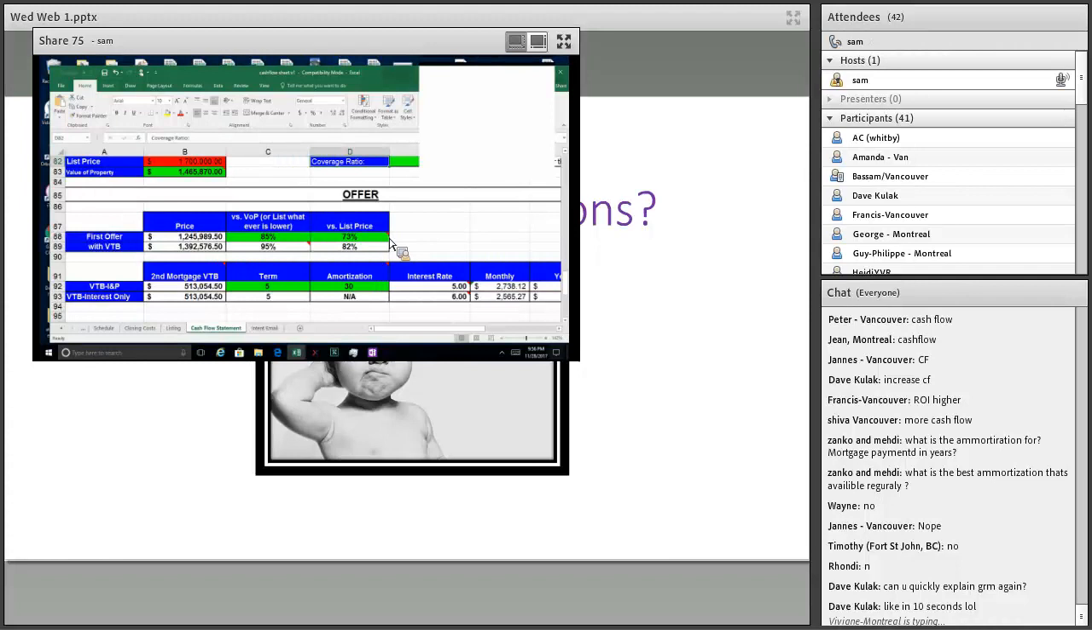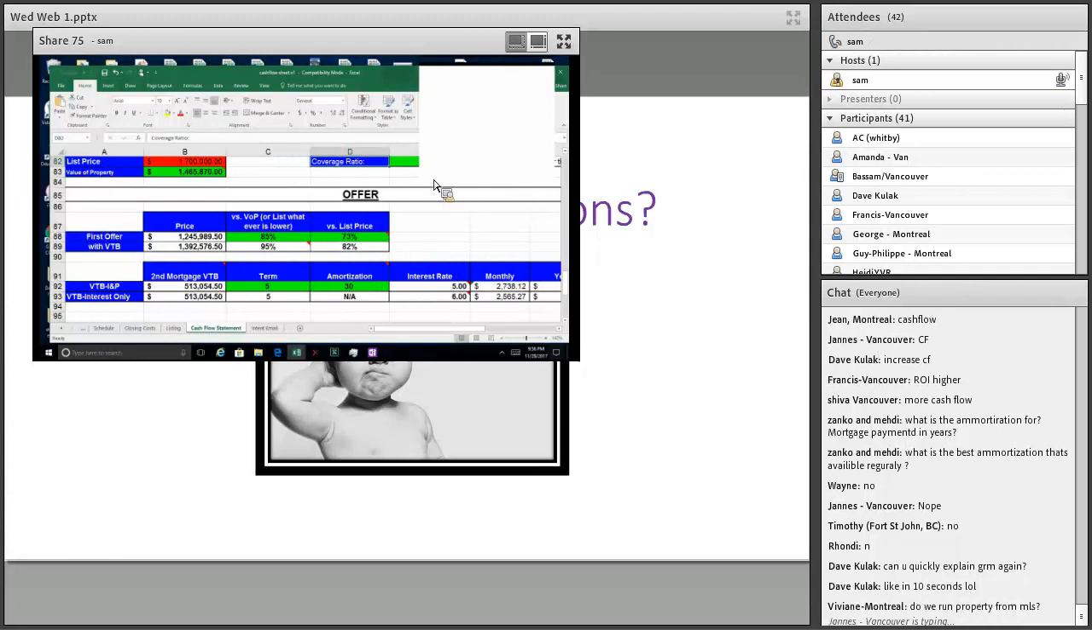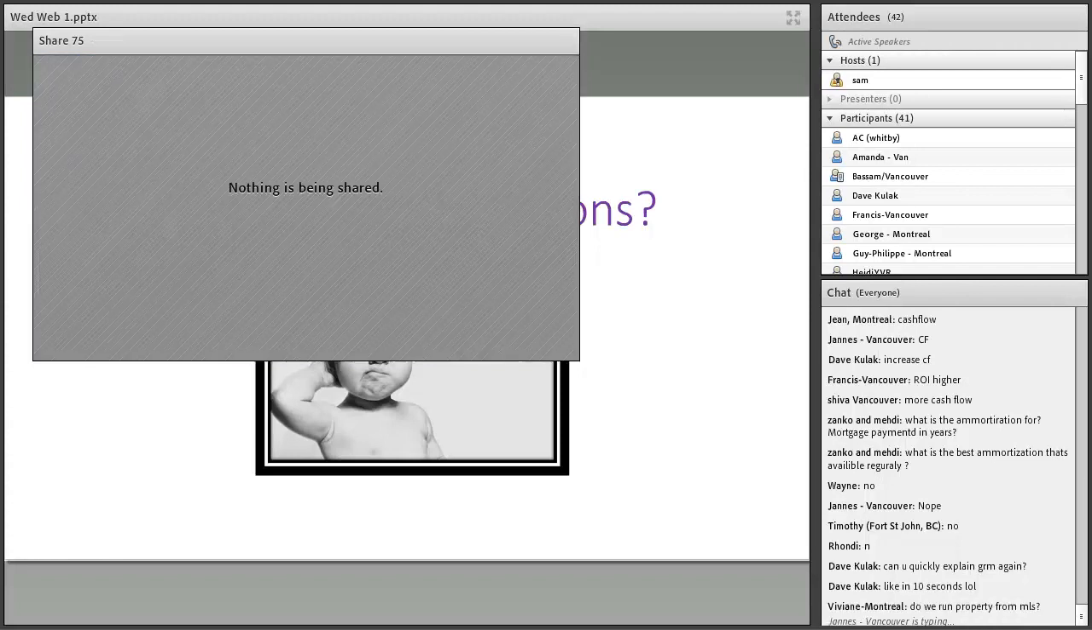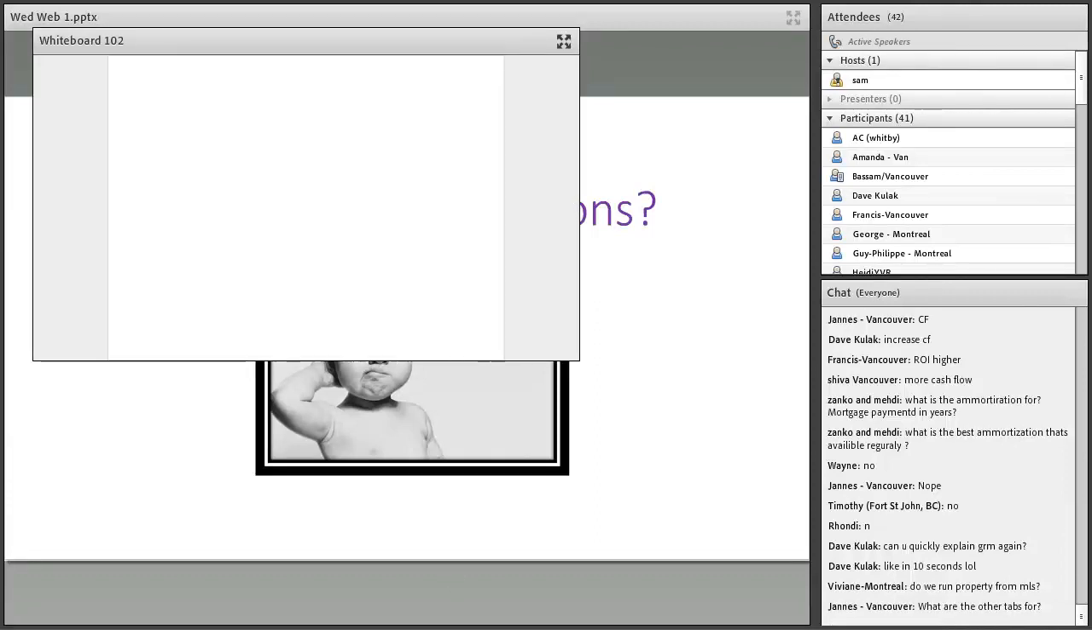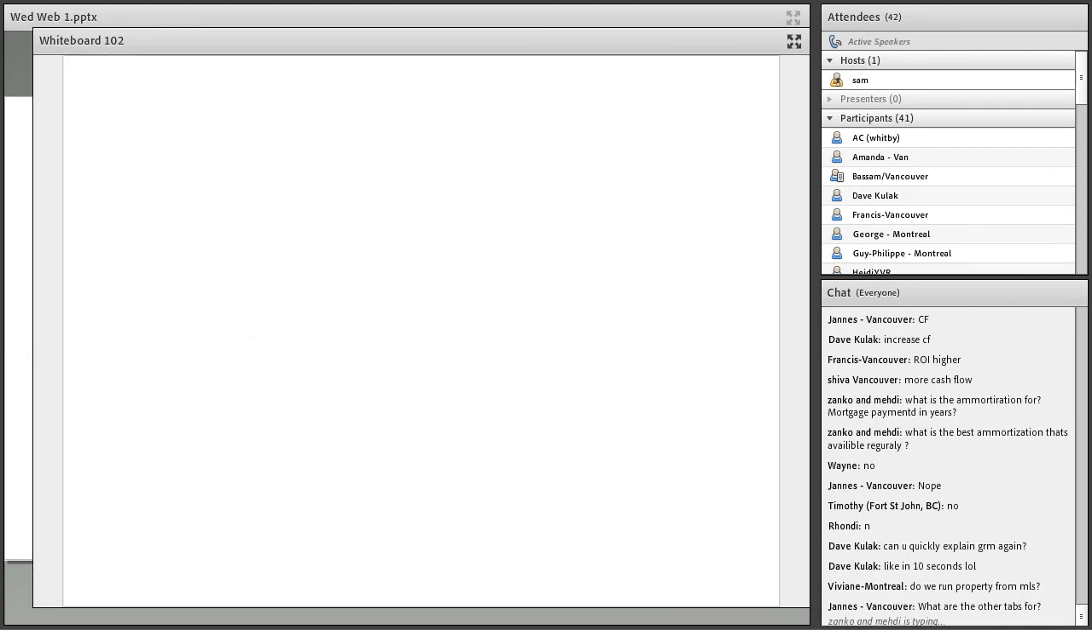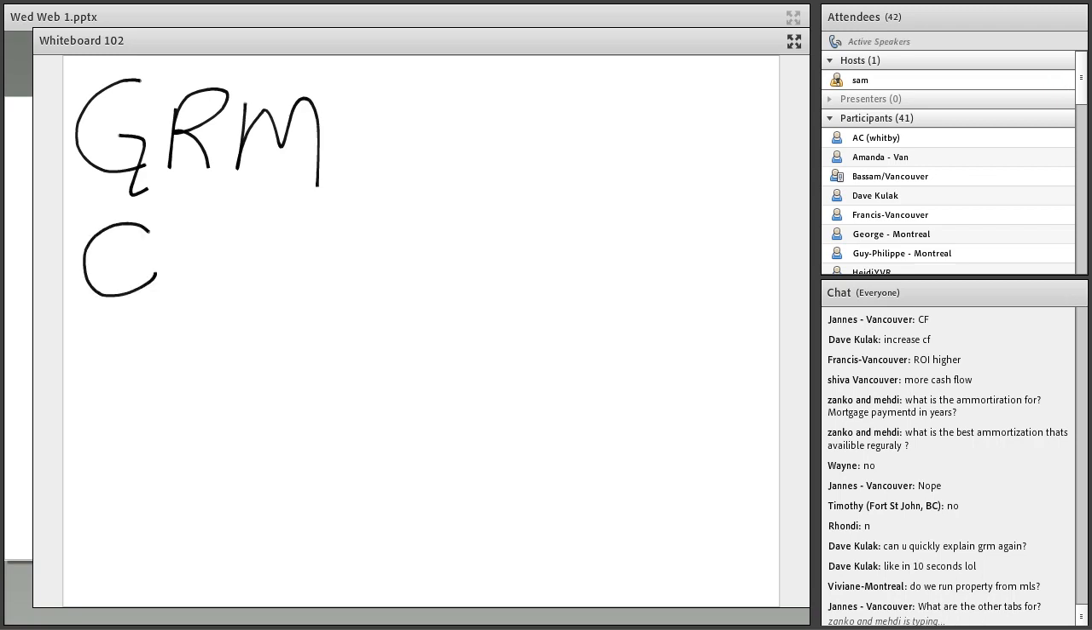Okay. So what it is, I'm going to go away from the sheet here and go back to our regular screen. Let's do this. Whiteboard. Give me 1 second, and let me show you this. Okay. So GRM, right, is gross rent.